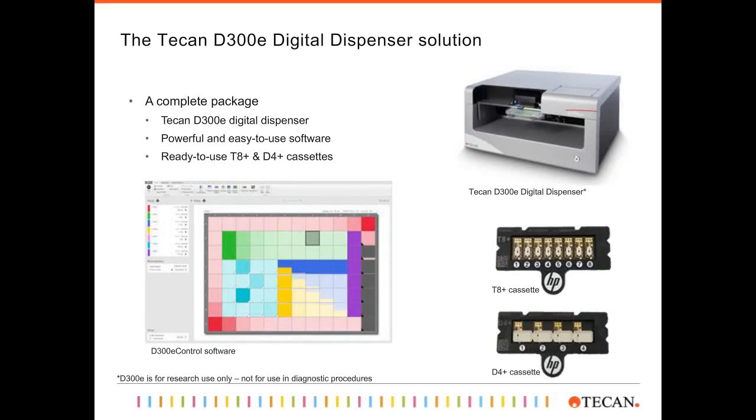Here you can see the dispenser in the upper right-hand corner, and on the right side you see the dispense head cassettes. We have T8+ cassettes for smaller volumes, where the smallest volume is 11 picoliters, and the D4+ cassettes for higher volumes, especially if you want to do normalizations or backfills with your solvent.